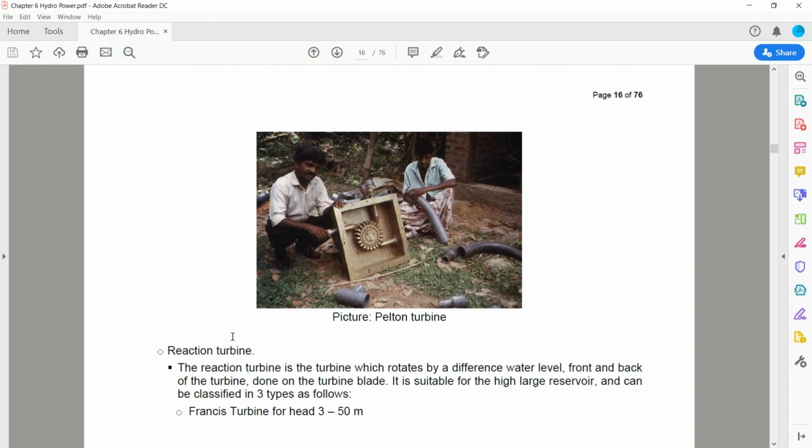Next one is the reaction turbine. The reaction turbine is the turbine which rotates by a difference in water level, front and back of the turbine, acting on the turbine blade. It is suitable for large reservoirs and can be classified into 3 types as follows. Number 1 is Francis turbine for head 3 to 50 meters.